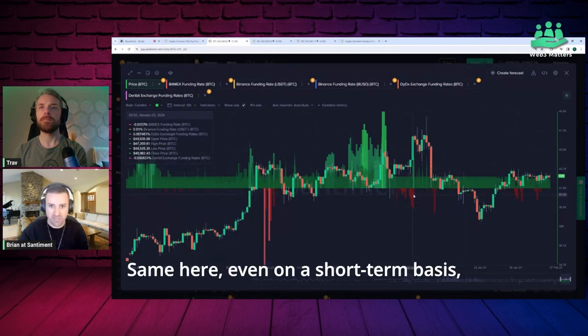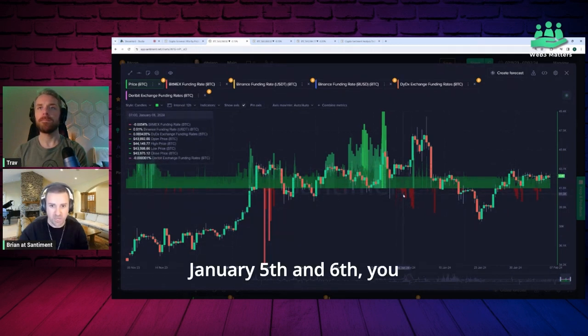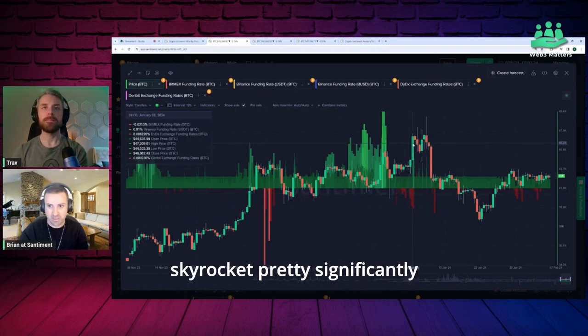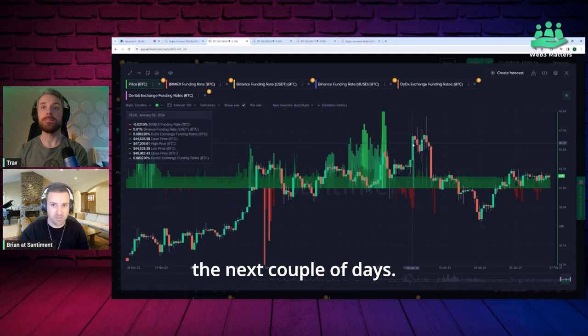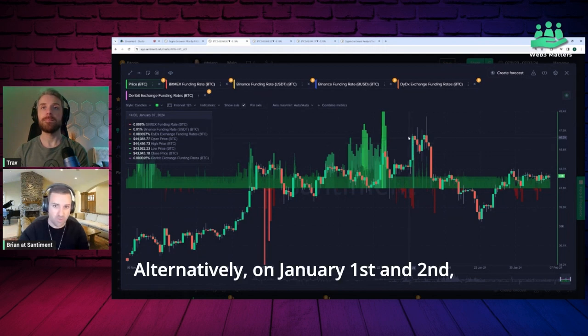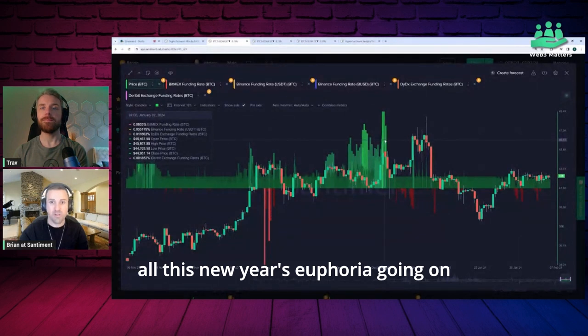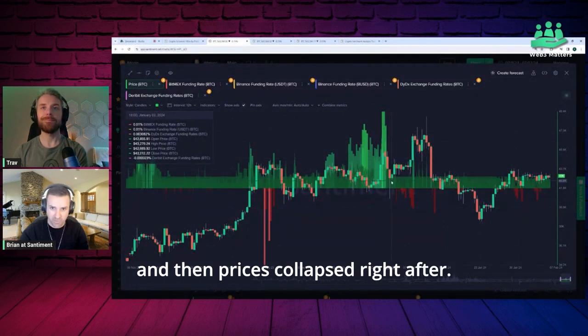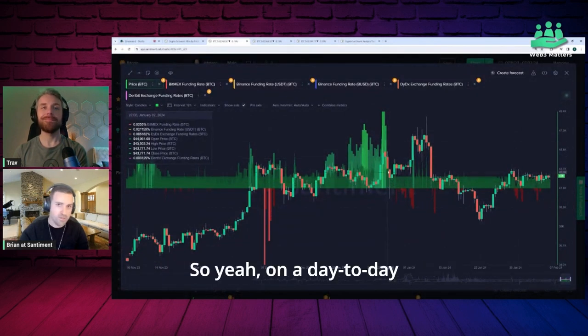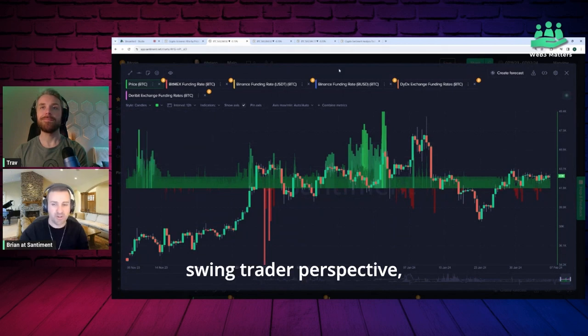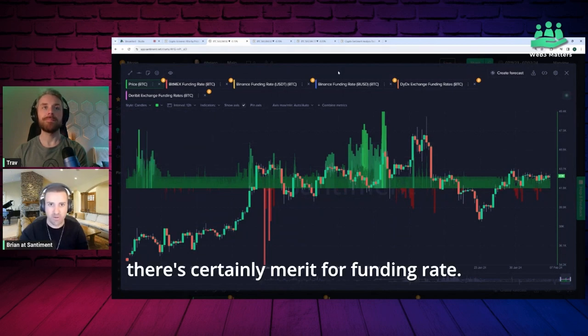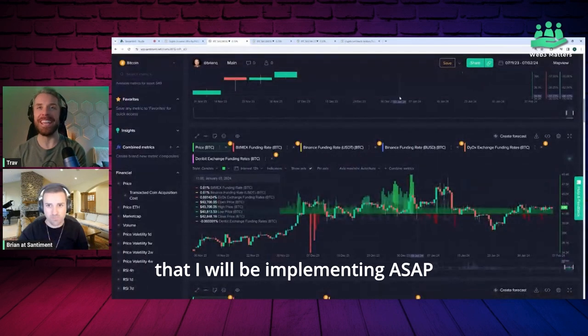Same here, even on a short-term basis, January 5th and 6th, you see a little bit of shorting, and prices obviously did skyrocket pretty significantly the next couple of days. Alternatively, on January 1st and 2nd, all of this New Year's euphoria going on, and then prices collapsed right after. So yeah, from a day-to-day swing trader perspective, there's certainly merit for funding rate. This is definitely one that I will be implementing ASAP here.